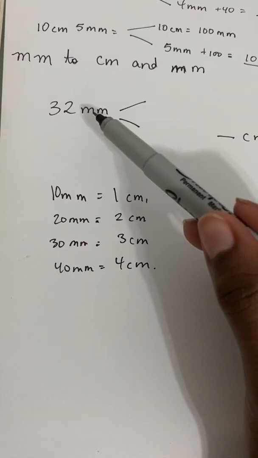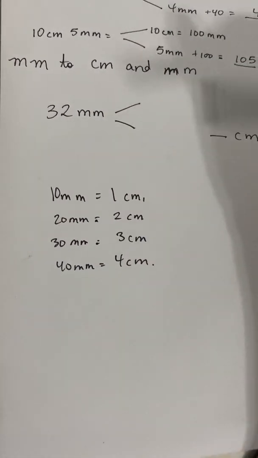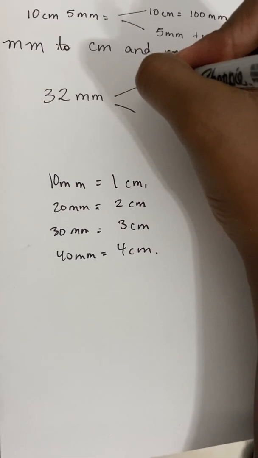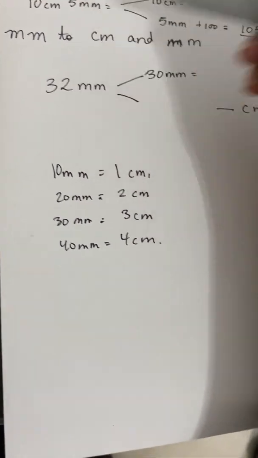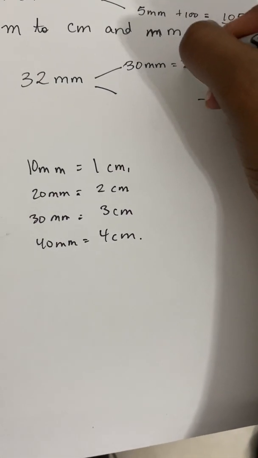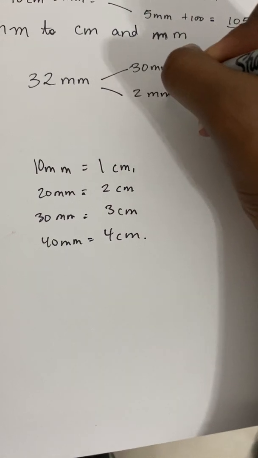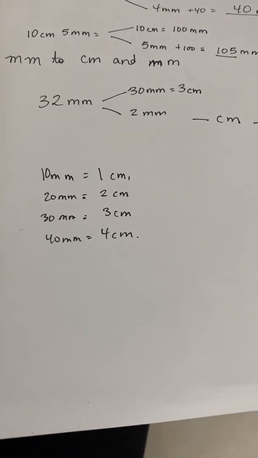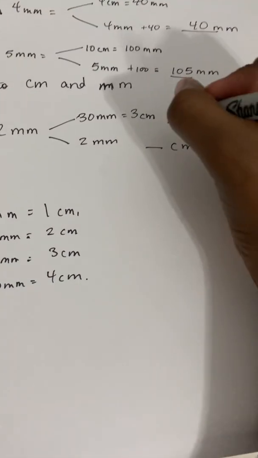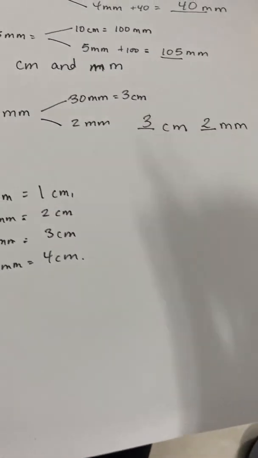So how many centimeters are there in 32 millimeters? Well, I will put 30 millimeters, because there's 30 here, equals 3 centimeters. And then I have 2 millimeters, because it's 32. 30 is 3, and then we have 2 millimeters remaining. So my answer is 3 centimeters and 2 millimeters.